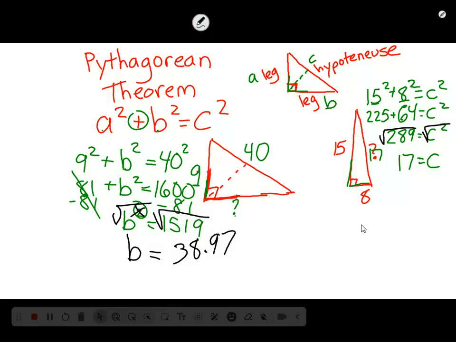But if it's a leg that's missing, it doesn't matter which leg, you can call one of them A, one of them B, because we're just adding them together. And then you subtract it from the C by the square root, because we want to get that B by itself. Sometimes it'll be a decimal because it's not a perfect square. I made this problem up, so it's not a perfect square because I was going quick. So sometimes you'll have decimals if it's not the perfect square. Make sense? Any questions about the Pythagorean theorem?